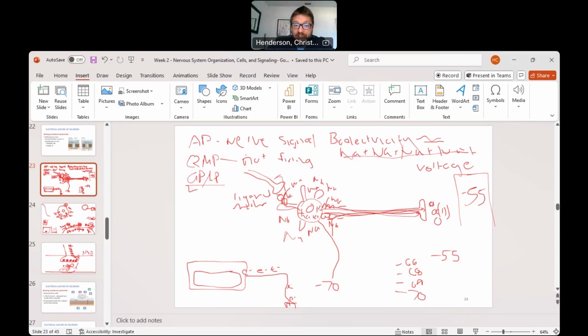Once this happens, once you hit -55, that's the threshold to have it blast open. That is the action potential nerve signal. Back here, when you're having this little sodium creep in like that, and it's just kind of going up a little bit and a little bit and a little bit, that is what is known as your local potential or your graded potential. That happens in your dendrites and your somas. The action potential happens on the axons.